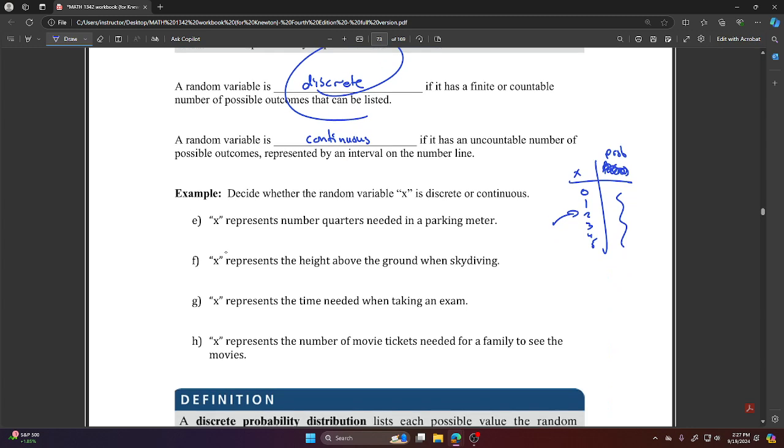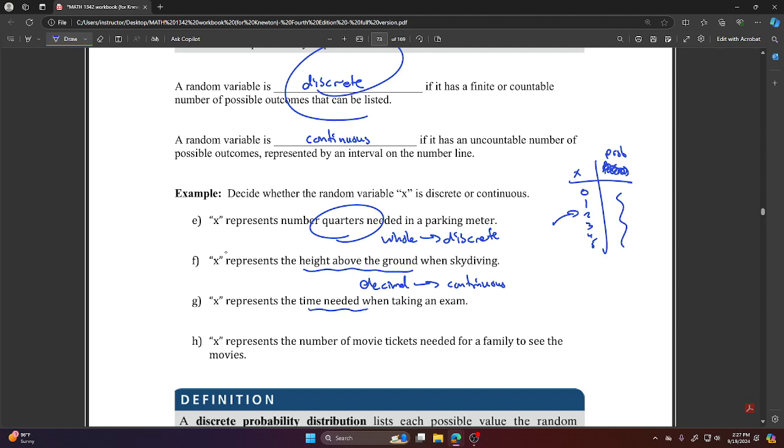So decide whether it's discrete or continuous. Again, this is just a review of what we've already done. So x is the number of quarters in a parking meter. Is this discrete, whole numbers, or is this like decimals? Quarters, whole numbers or decimals? Whole numbers, discrete. Didn't we already do this a long time ago? Okay, just a reminder. Cool. Height above the ground when you're skydiving. Is it always a whole number or could it be a decimal? It could be a decimal, and therefore continuous.